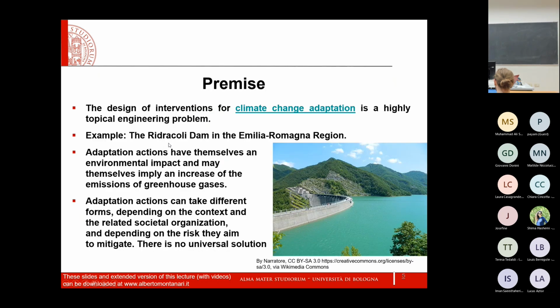Okay, now let me make a premise to highlight the fundamental role of engineering here. It's a topical engineering problem. Climate change is not real engineering. It's more political science, social science, economics. There is some engineering also in mitigation of climate change, because, for instance, you may have heard about geoengineering techniques, which means techniques borrowed from engineering to store CO2 in the underground or somewhere.